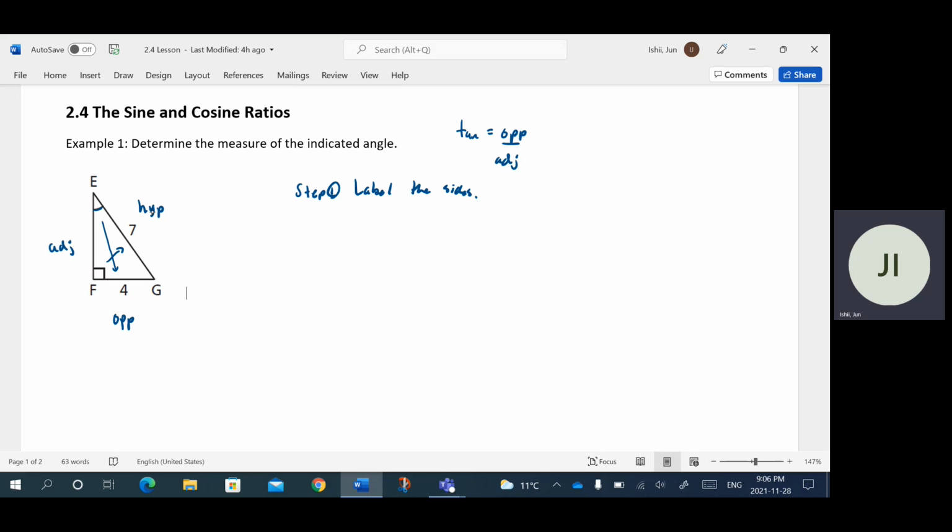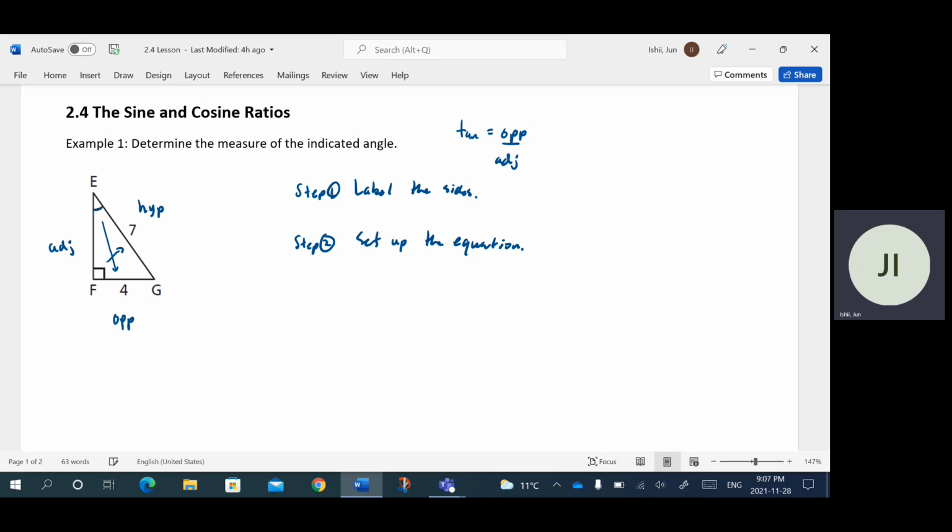Remember, the hypotenuse is always across from the right angle. The opposite and adjacent depend on which angle you're working with. Since we're working with angle E, the opposite side is across from angle E, which is the length of 4. The adjacent side is the one next to it. Then our next step is to set up the equation.